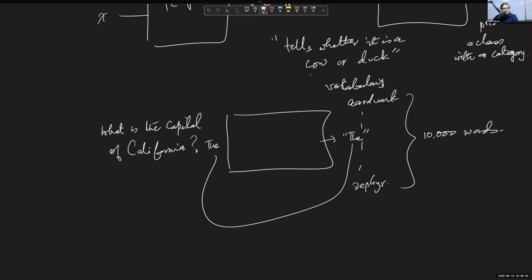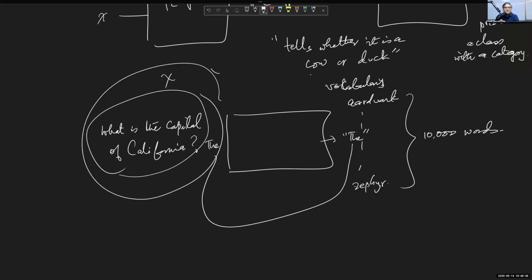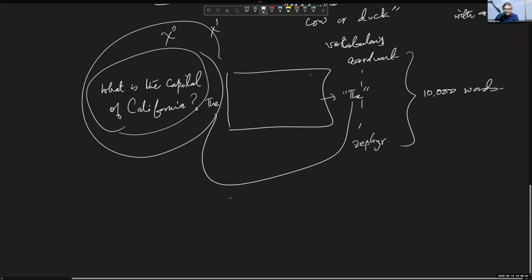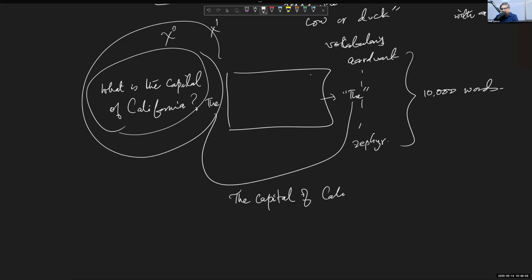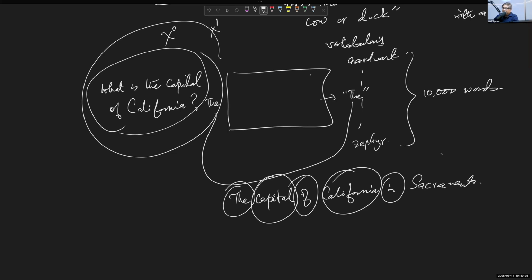And now you feed this new input. Remember, this was the initial X. Now the new X is X1. This was X0, right? It is the new input to your machine. It now again has to classify. What does it have to do? Pick the next word. And then it might produce a sentence that is "the capital of California is Sacramento." But what is it doing? It is running a classification algorithm.